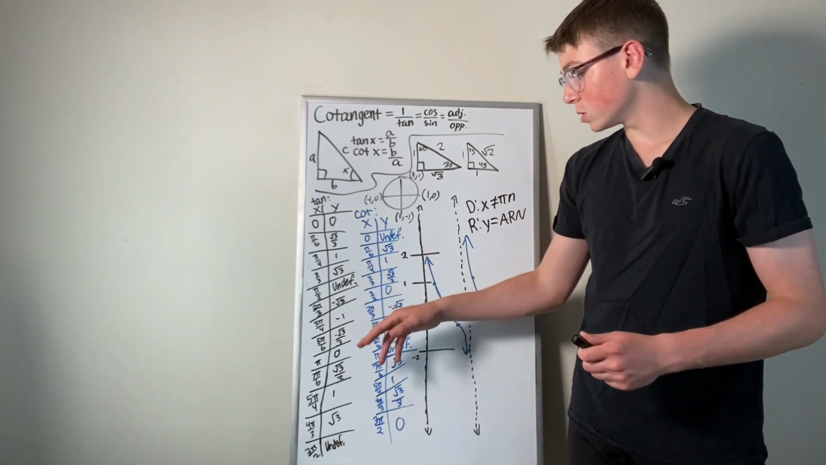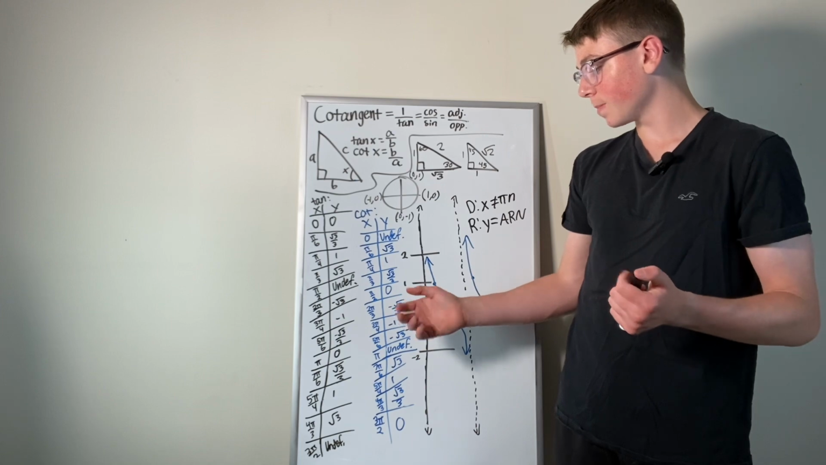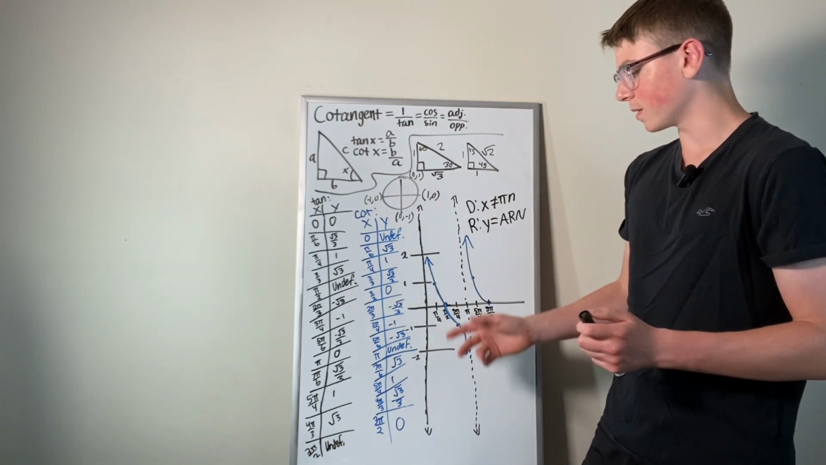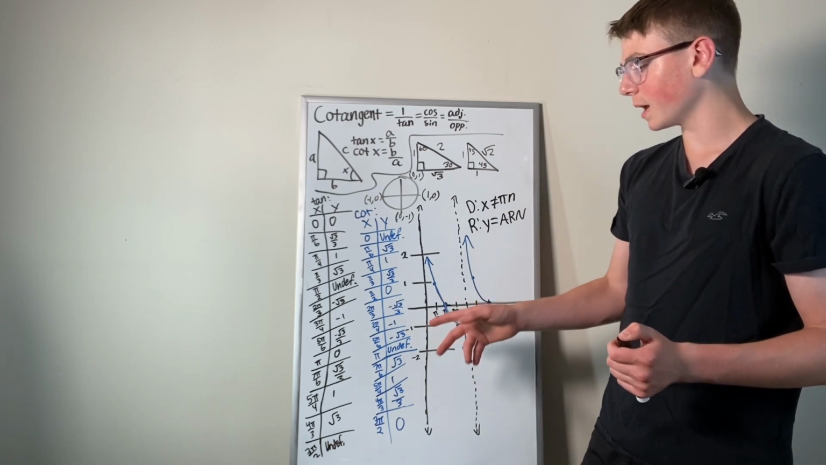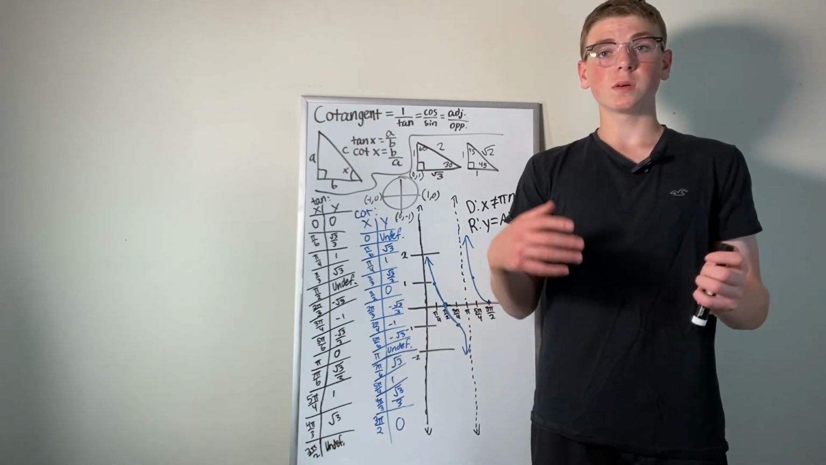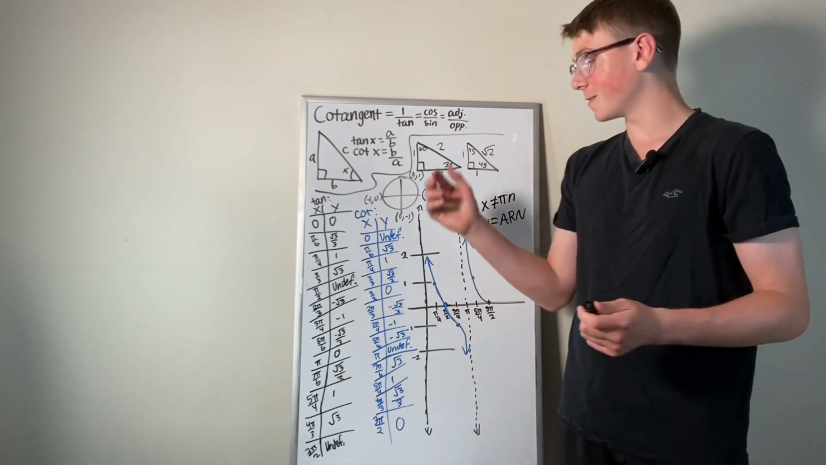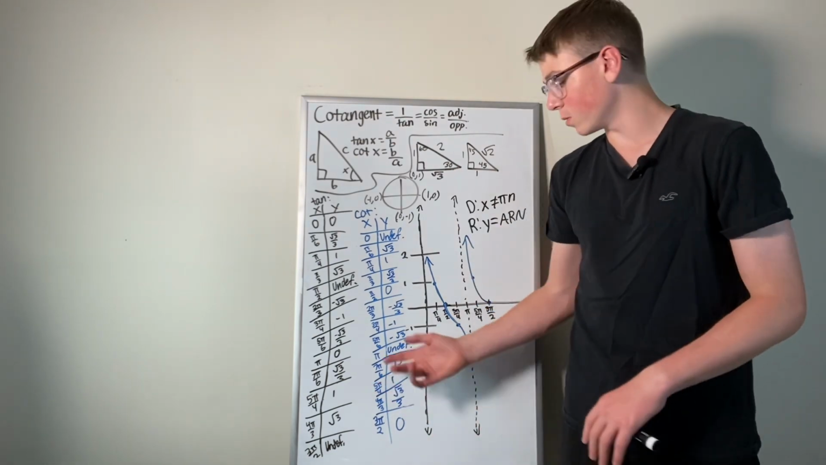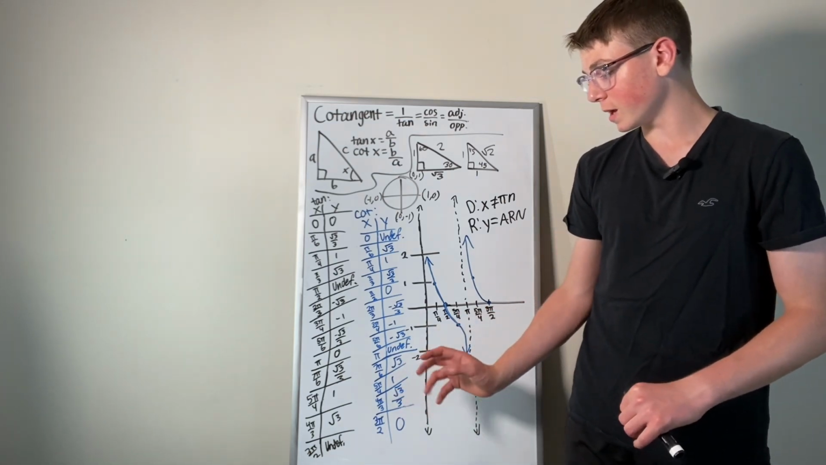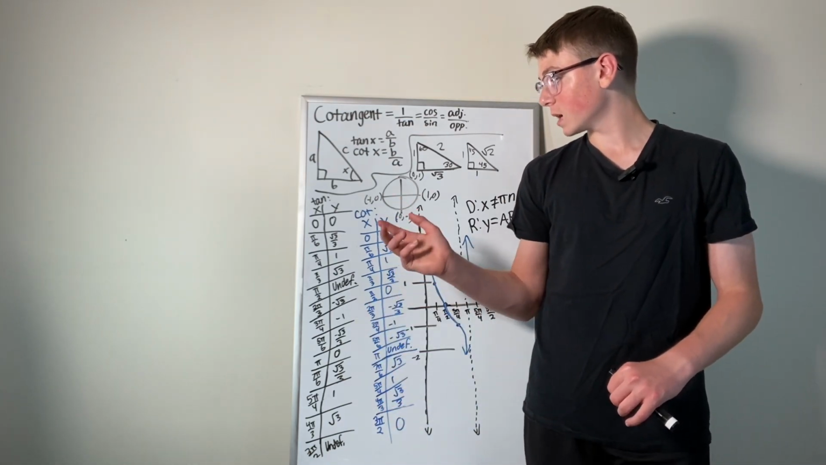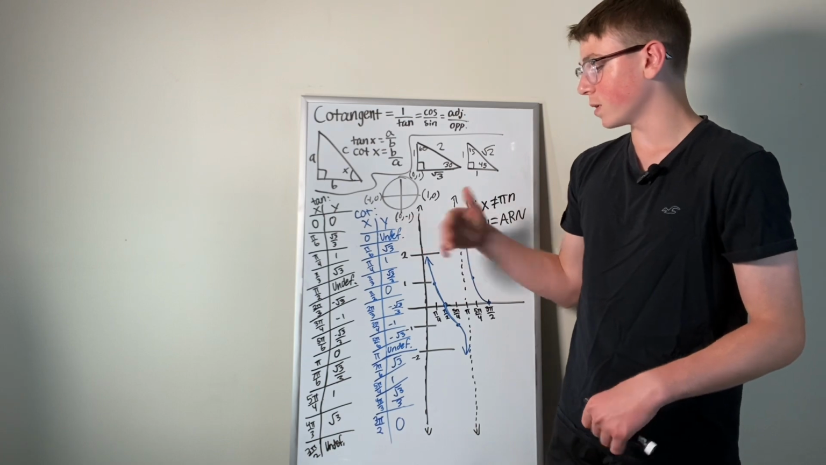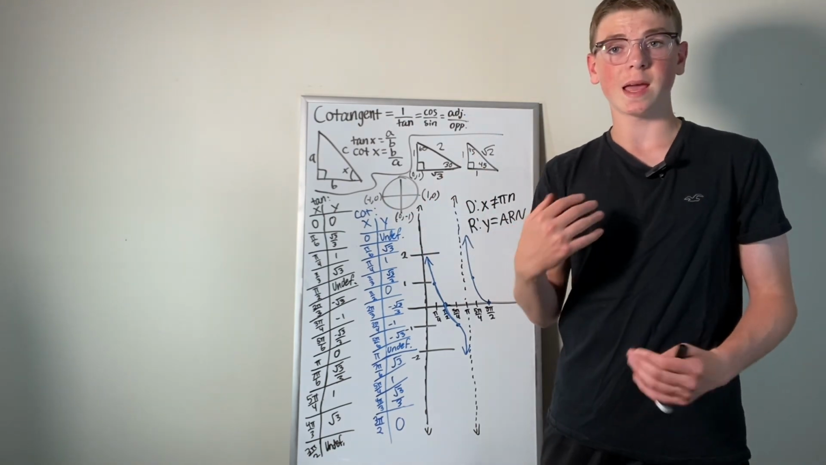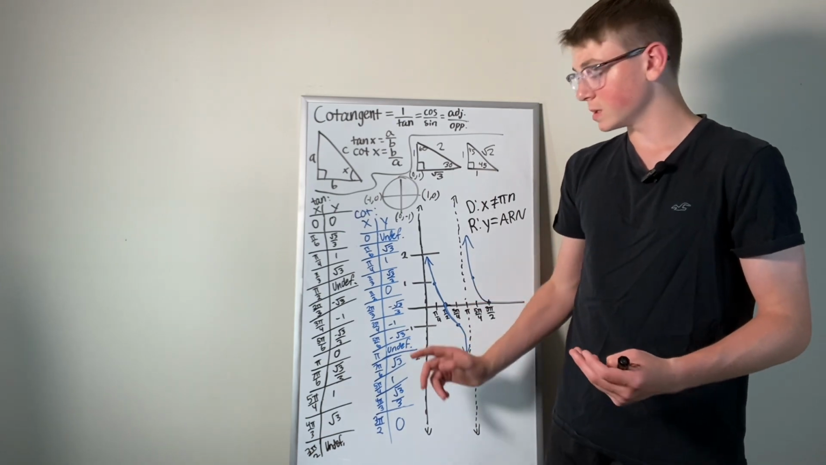Then we go to 3 pi over 4, negative 1, and 1 over negative 1 is still negative 1. At pi, we had 0, but 1 over 0 is undefined in cotangent. Then 5 pi over 4, we had 1. 1 over 1 is still 1. And at 3 pi over 2, we had undefined in tangent because it is a negative 1 divided by 0. But then in cotangent, that would be 0 divided by negative 1, which would be 0.